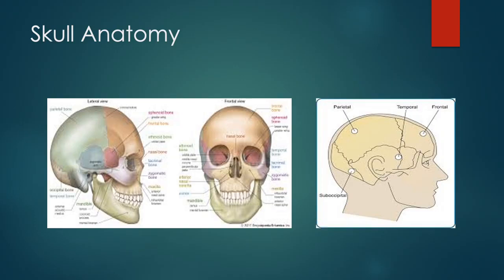So if we look here, we basically look at the bone, what we've been describing in the first picture. So you have the sphenoid, the frontal, the temporal, the occipital, and then the parietal bones.